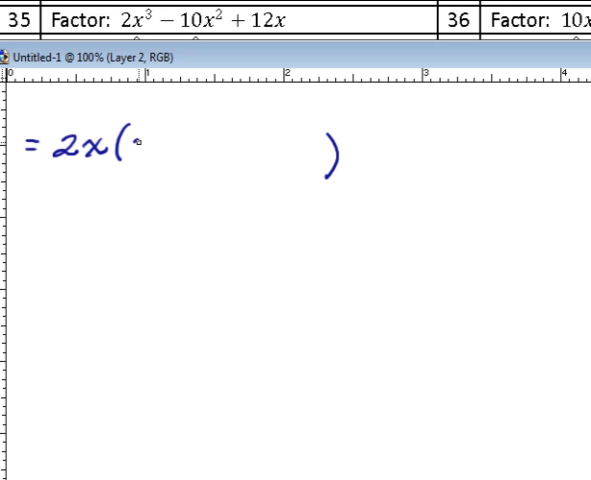And here we're left with x squared minus, pull out 2 from 10, and we're left with 5. Pull out x from x squared, we're left with x. And here pull out 2 from 12, we're left with 6, and we pull out the x. Now here we're left with a quadratic in parentheses, which does factor, so let's factor that.